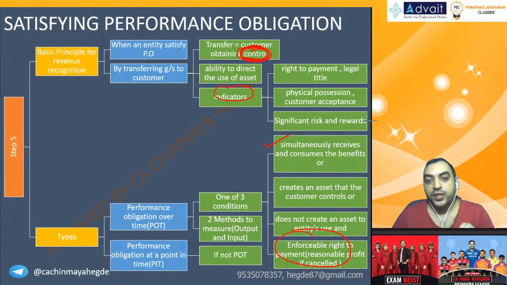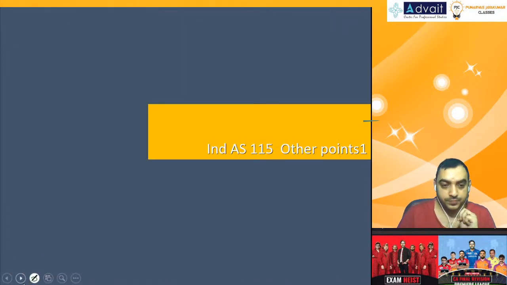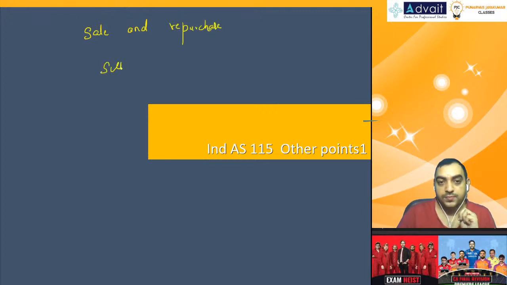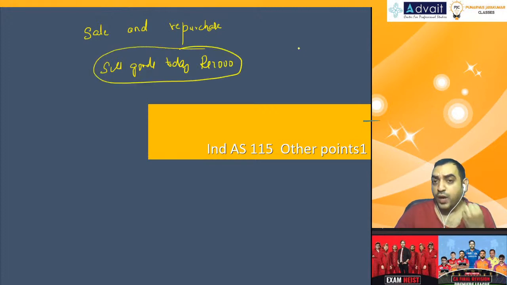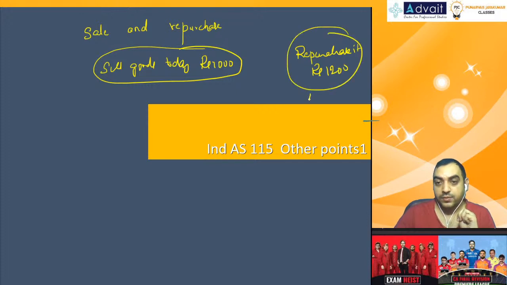Okay, there's only one point I would like to discuss, that is sale and repurchase. So you sell goods today, let's say at rupees 1000, and you have an agreement to repurchase it at rupees 1200 later. So you are selling at 1000, you get the money, then you purchase the goods back, you repay the money.